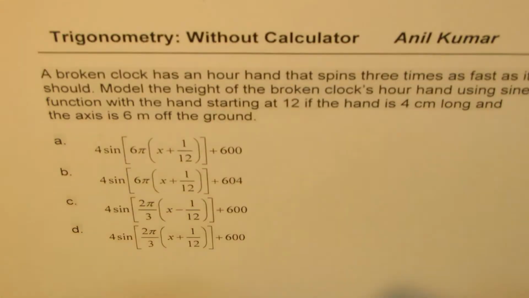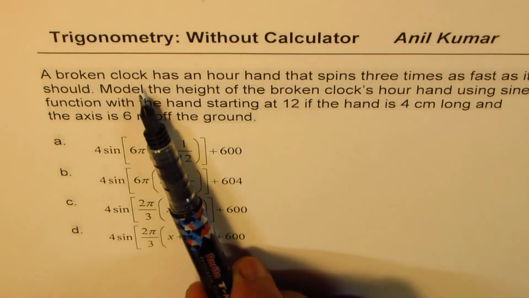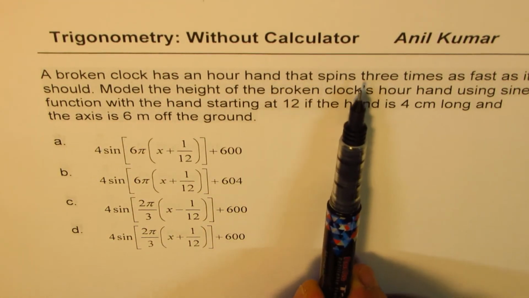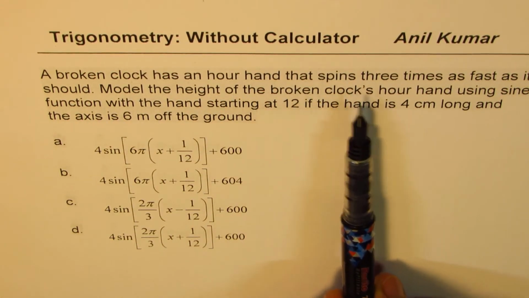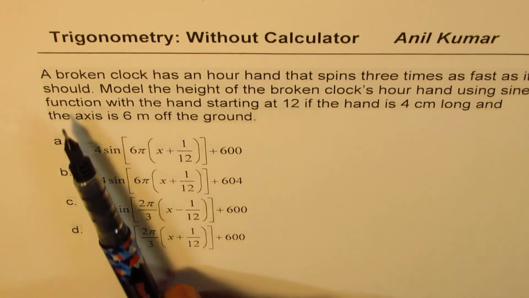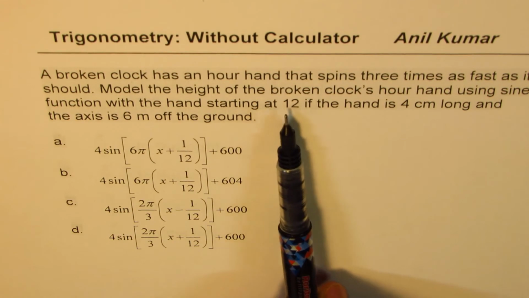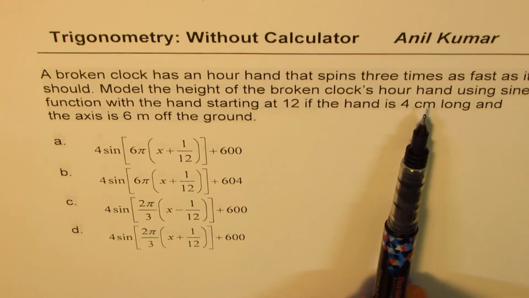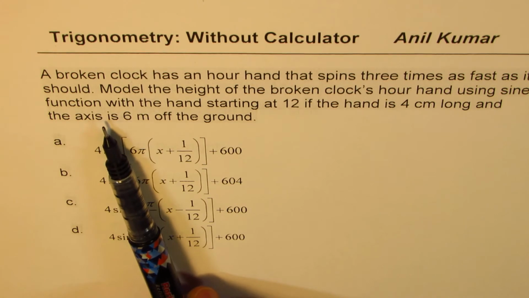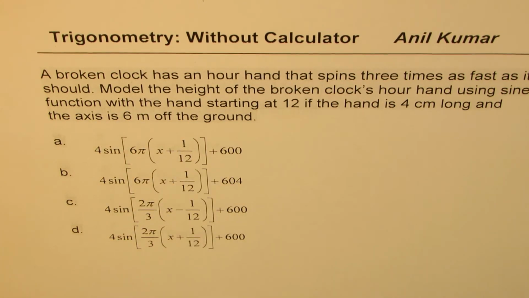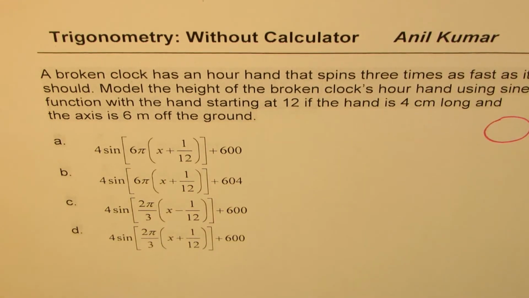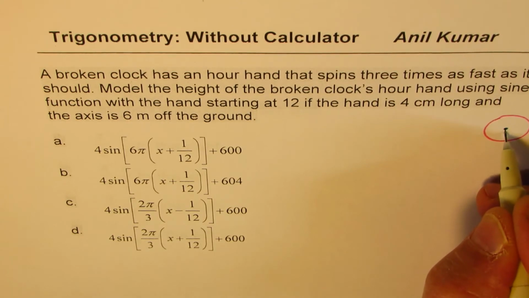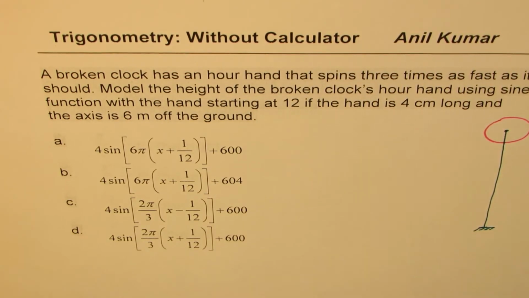Let's move on. The next question here is, a broken clock has an hour hand that spins 3 times as fast as it should. Model the height of the broken clock's hour hand using a sine function with the hand starting at 12 if the hand is 4 centimeters long and the axis is 6 meters off the ground. So the situation here is kind of like this. We have a clock here and it is like kind of here.